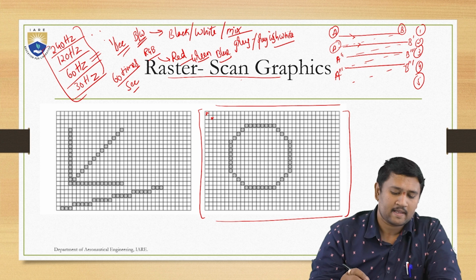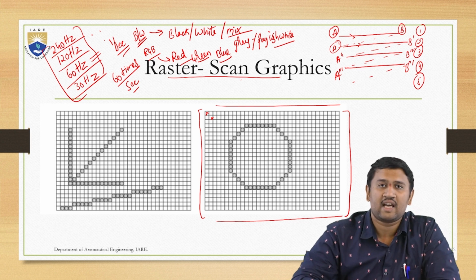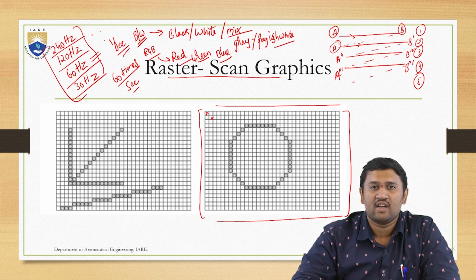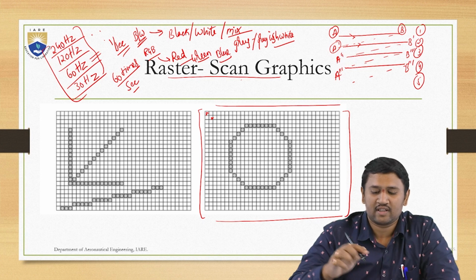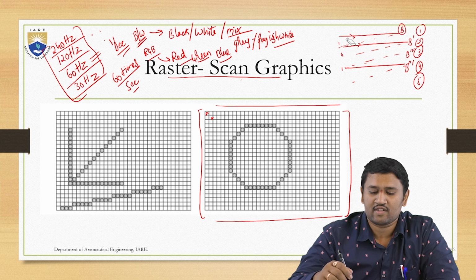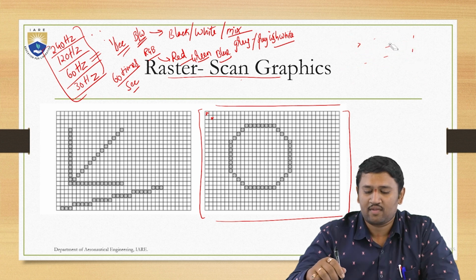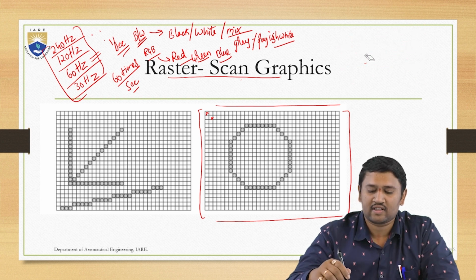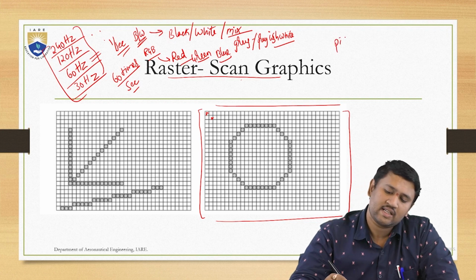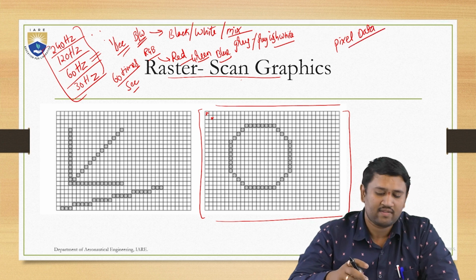Whenever this raster scan is used, what it does basically is convert your vector form into a pixel form, right? Whatever vector form we have, in terms of your data as well as your electron beam, will be converted into pixel data for each cell that we have discussed earlier.